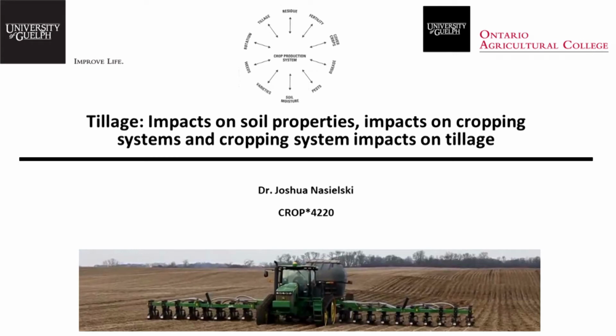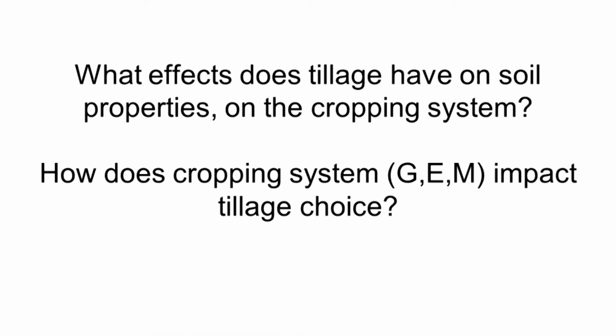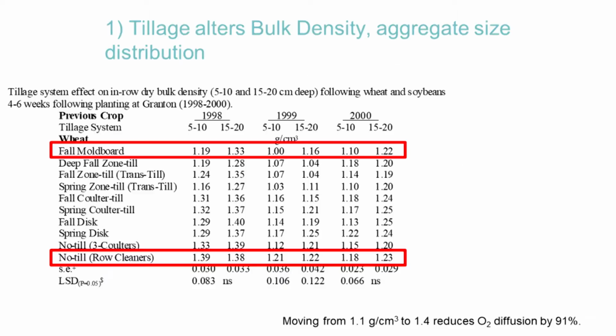In this second lecture video, we're going to talk about the impacts that tillage has on different soil properties, how those impacts on soil properties in turn influence cropping systems, and then we'll talk about the reverse flow of causality, how cropping systems impact tillage. Okay, so let's first start out with the impact that tillage has on bulk density, aggregate size, and distribution.